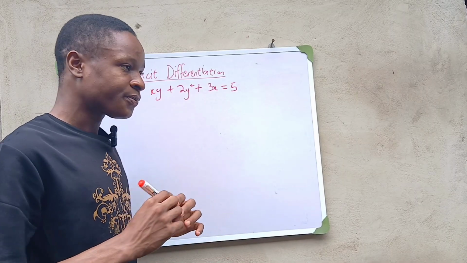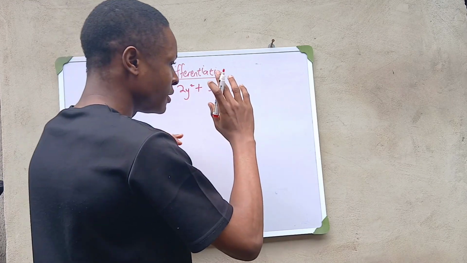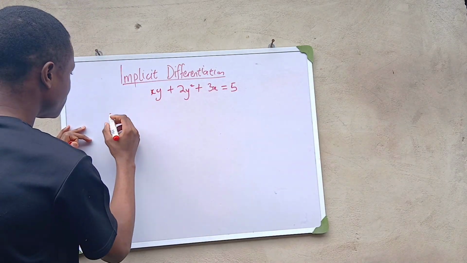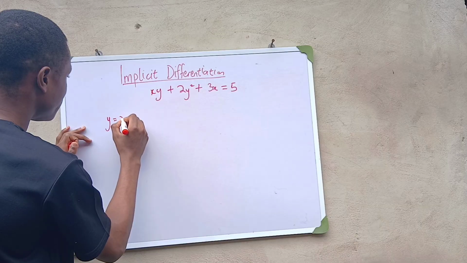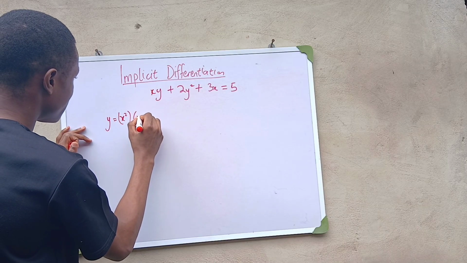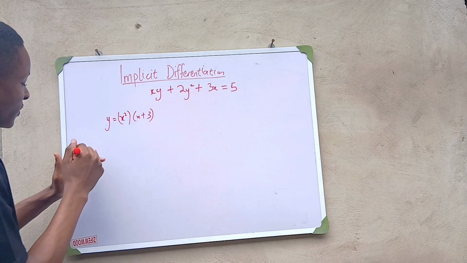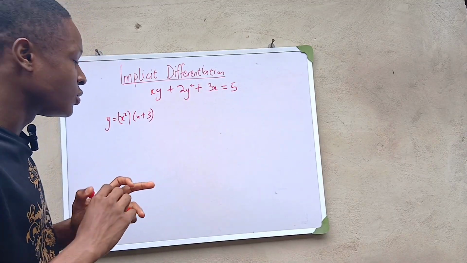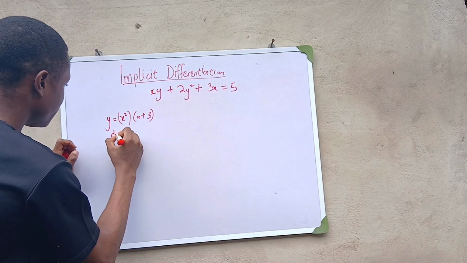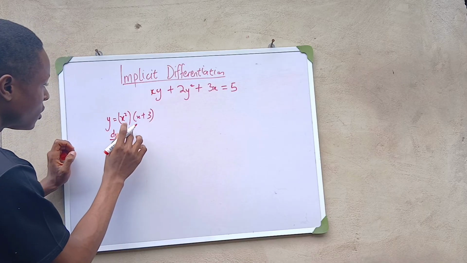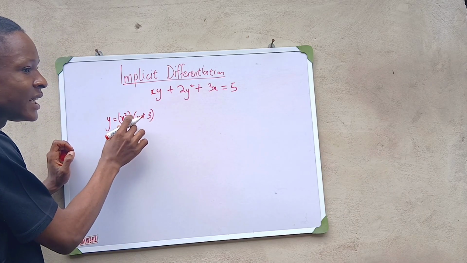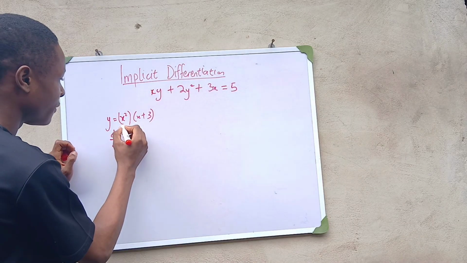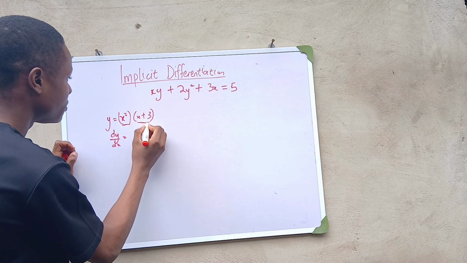Using the product rule. Now let me take you back to the product rule. Suppose we have something like y equals x squared times x plus 3. The easiest way to solve this using the product rule is just this. When we have dy/dx, we leave this as it is. That is, we keep it constant. We don't differentiate this one first, but we differentiate this one.